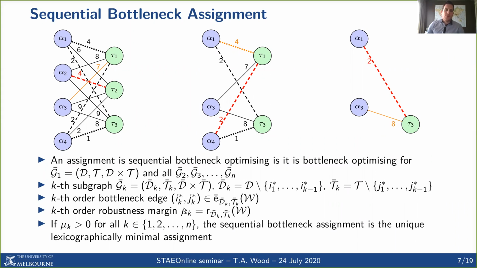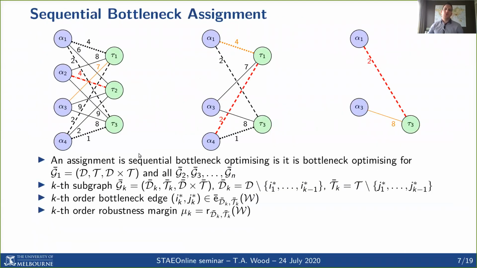And then we've shown that if the robustness margin is positive for all orders, then this sequence of bottleneck assignment problems is unique, which makes sense, and it is lexicographically minimal, the lexicographical minimum assignment. What that means is it's the assignment that has the smallest, largest weight. So that's the first criteria. If there's another assignment with the same smallest, largest weight, then its second largest weight is smaller, and so on.